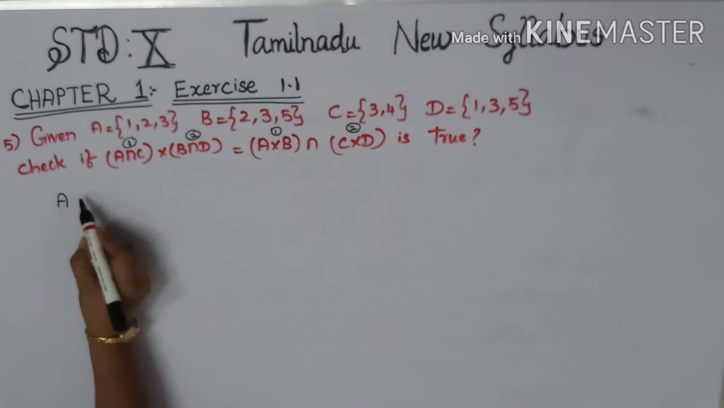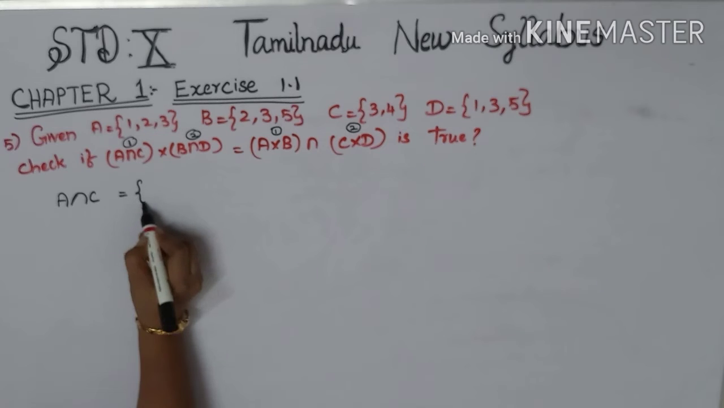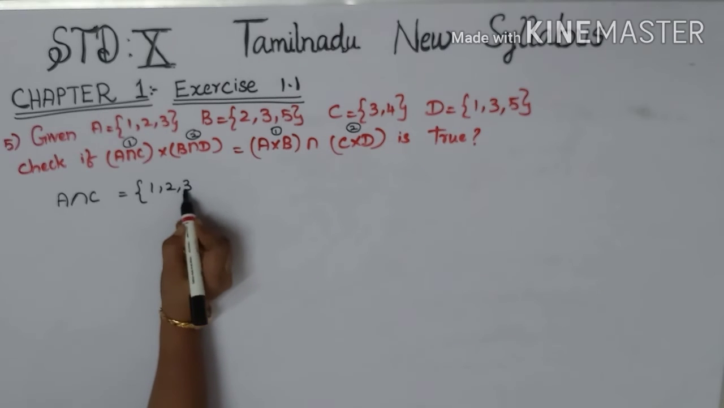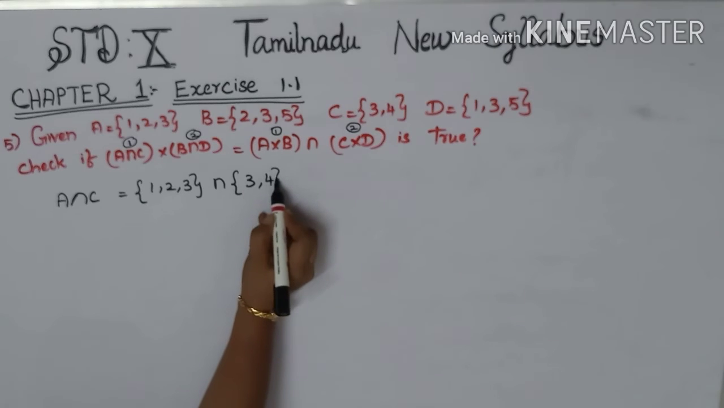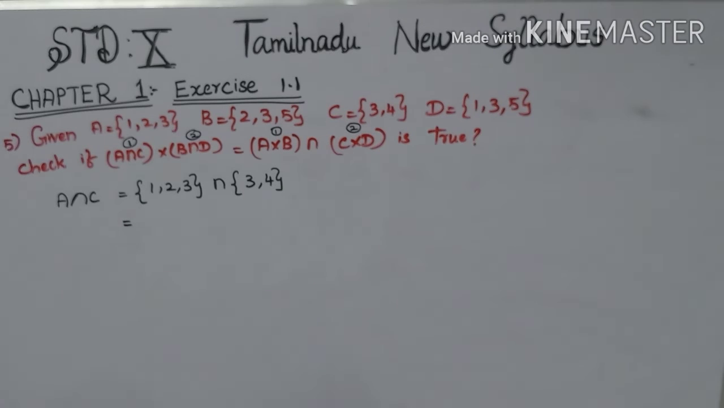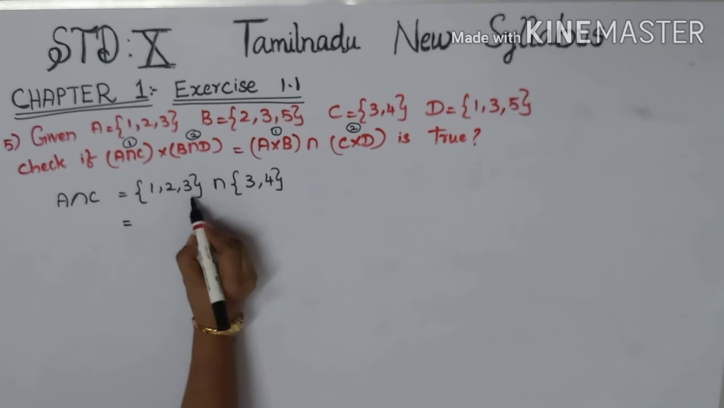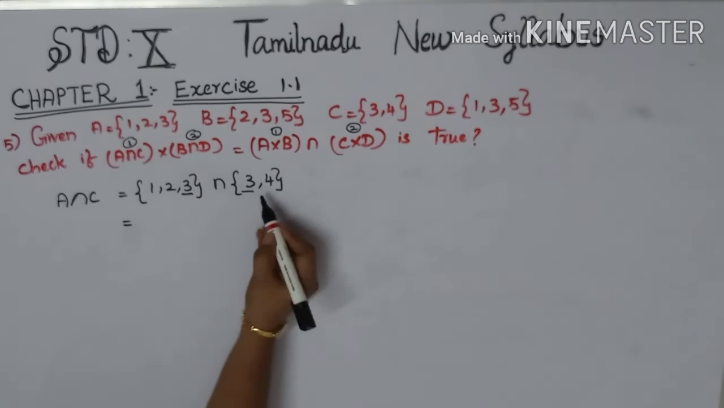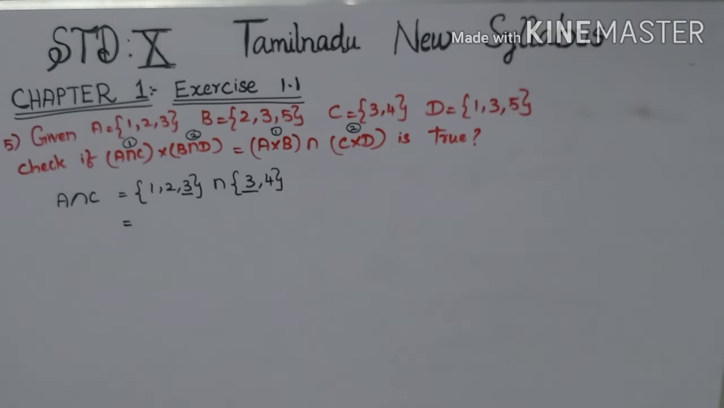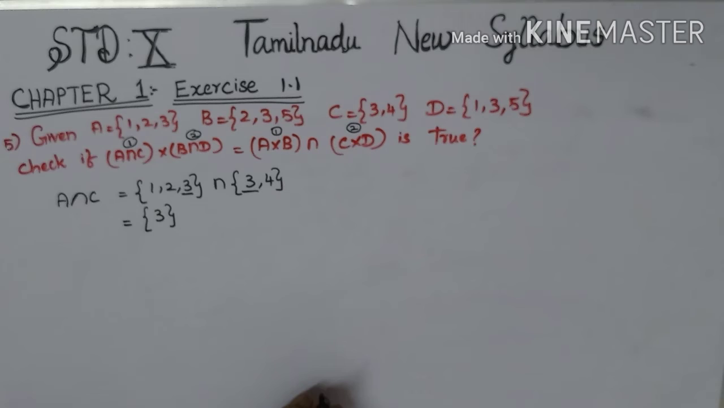First we'll go with the LHS. So A intersection C, we will find it. Write your A first, {1, 2, 3}, intersection C, which is {3, 4}. Intersection means you will have to write only the common terms in both the sets. Just see which number is repeated twice. Here 3 is there and here also 3 is there. So only the element 3 is common to A and C.